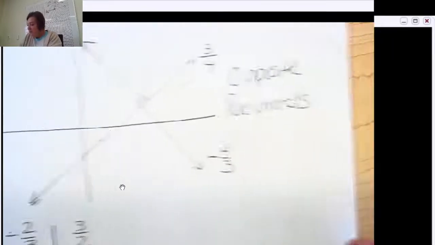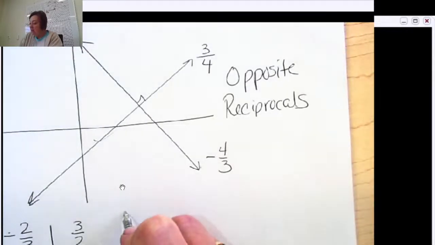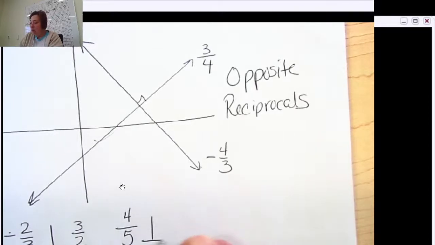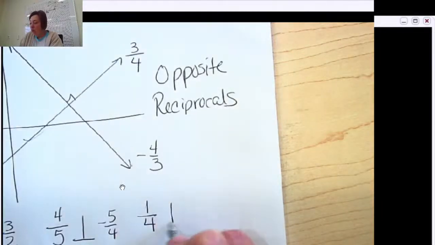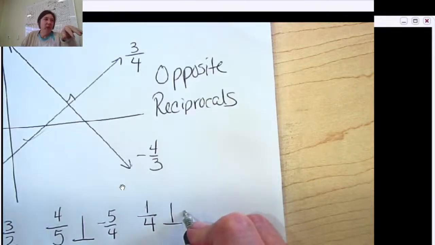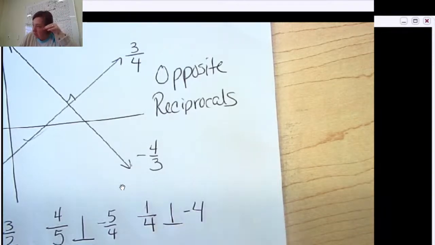Y'all see what I'm saying? Y'all with me? If I have one that is 4/5, what would perpendicular to that be? -5/4. If I have one that is 1/4, what would perpendicular to that be? -4/1. Do I have to put it over 1? Not unless I'm graphing. If I'm graphing, I need to put the over 1 part. But if I'm not graphing, I can just say -4.